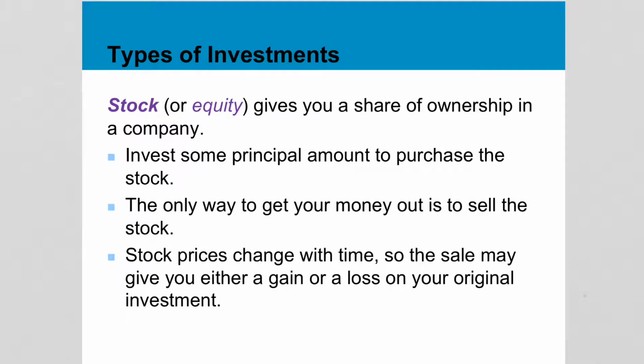Several different types of investments. A stock gives you a share of ownership in a company. You invest some principal amount to purchase the stock. The only way to get your money out is to sell the stock. And stock prices change with time, so the sale may give you either a gain or a loss on your original investment.